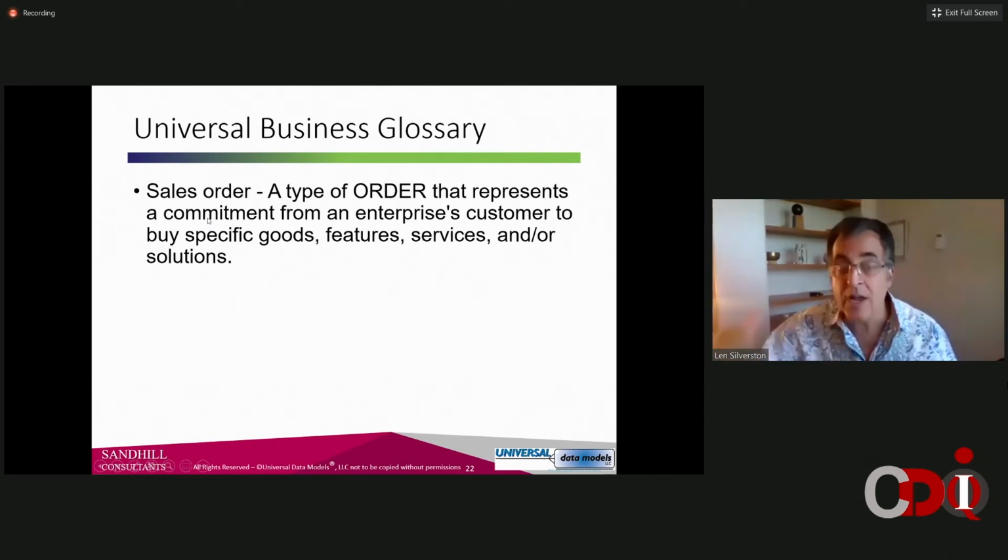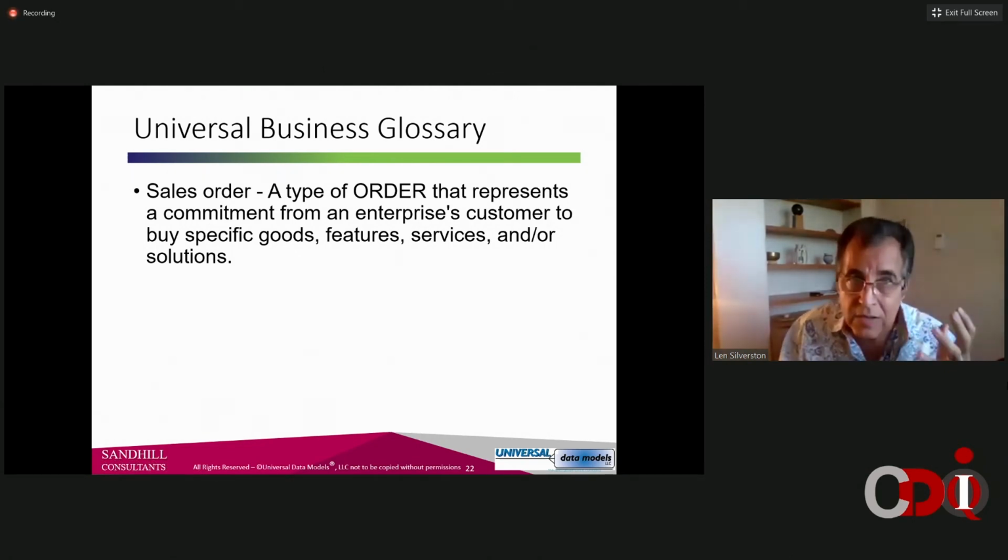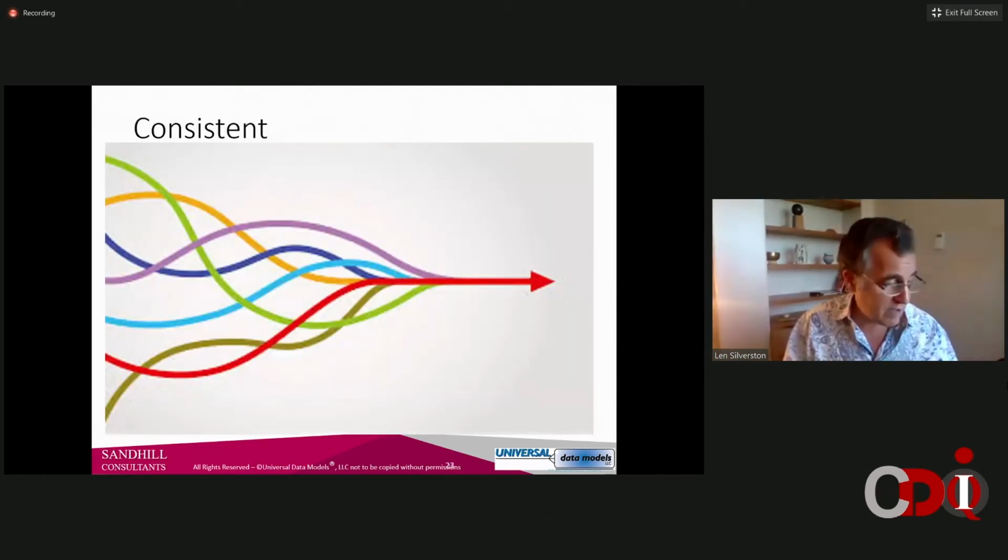It's a type of order. And by the way, we also describe the subterm and the superterm. So the essence being clear and then concise. Then we have this idea of being consistent. On consistency, we want to make sure that these terms are used consistently throughout the whole organization.